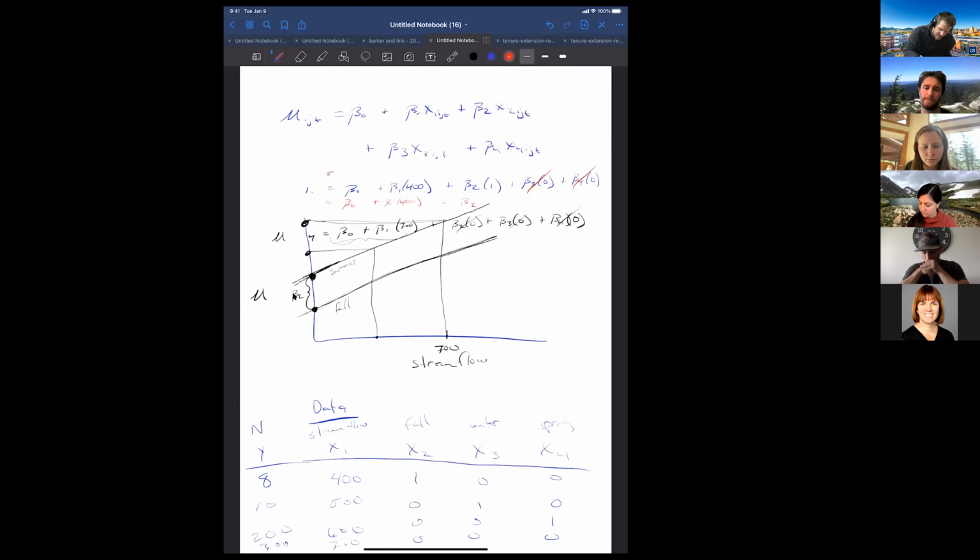We can rewrite this just to show it another way as beta 0 plus beta 2 plus beta 1 times x1, where x is our stream flow. And then this becomes our new intercept. So beta 2 is the difference in our intercept compared to summer.